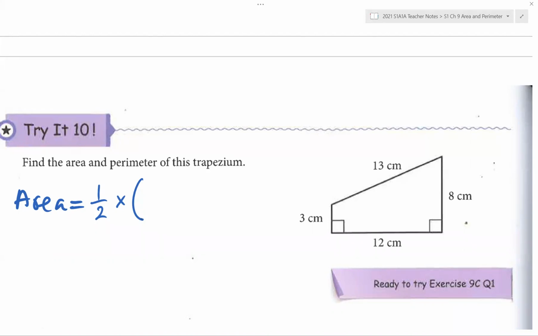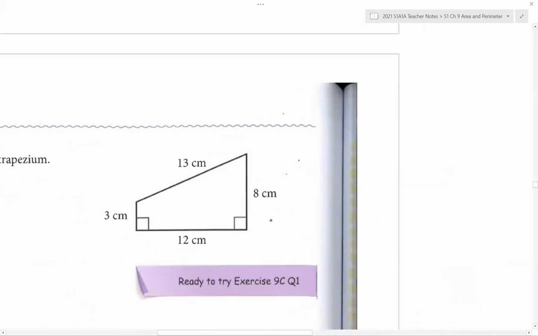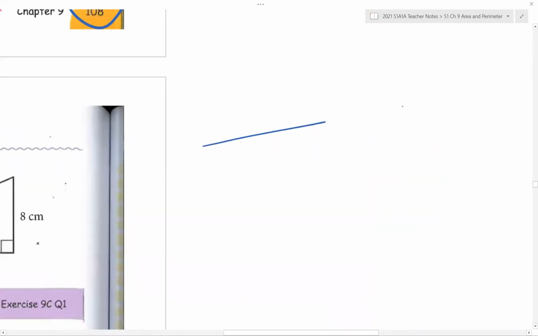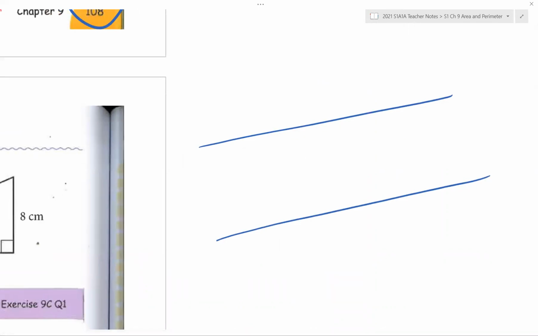Reynard, where are the parallel sides? 3 and 8. So in this trapezium, we have 4 sides. All can see the 4 sides? Marilyn, can you see 4 sides? Out of the 4, 2 lines are parallel. What are parallel lines? Parallel lines are lines that go on and on forever, but they do not touch each other. We indicate that with arrows like this. These are parallel lines. I can keep drawing longer and longer, they will not touch.